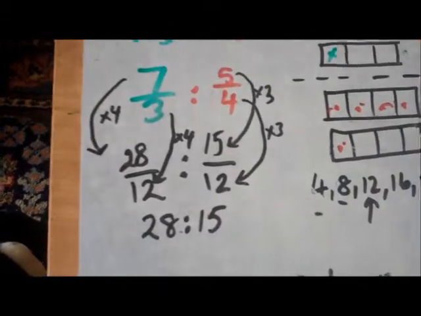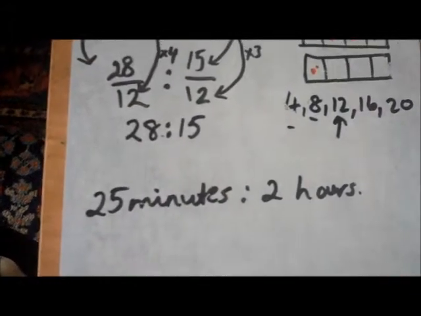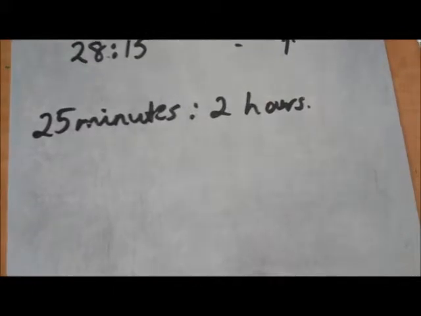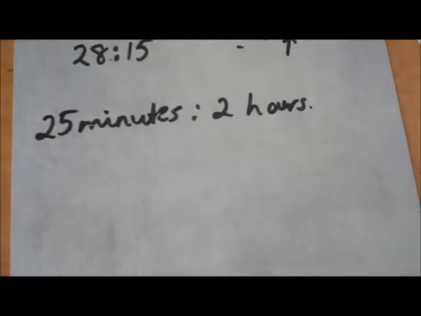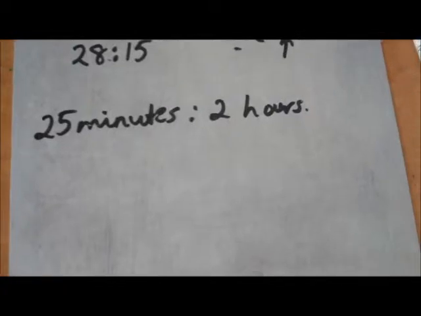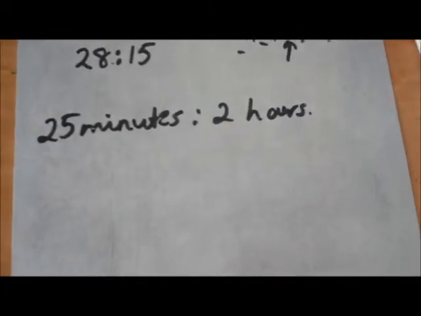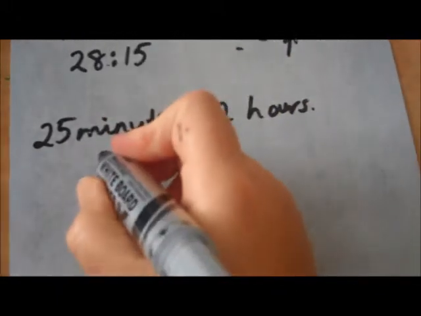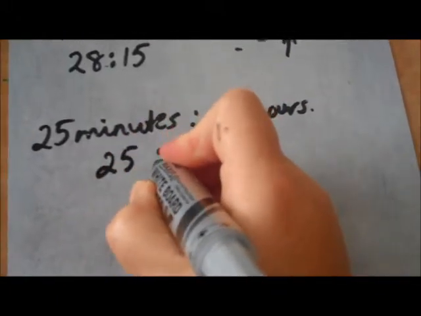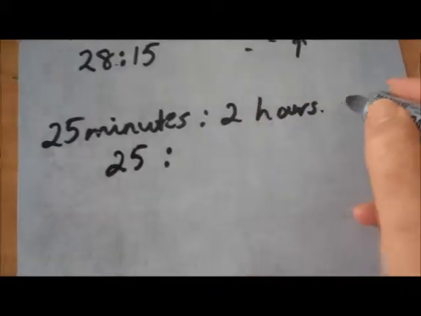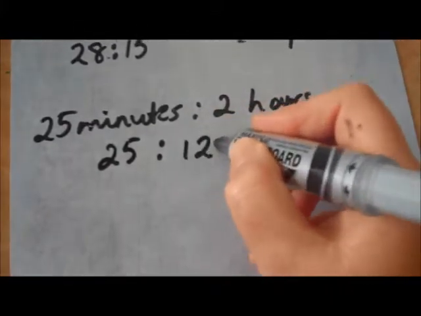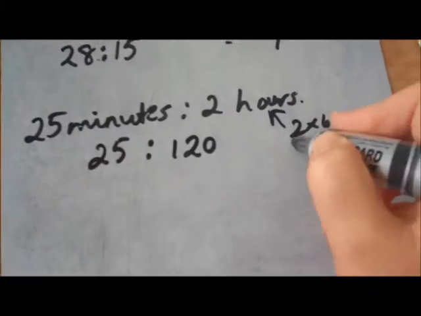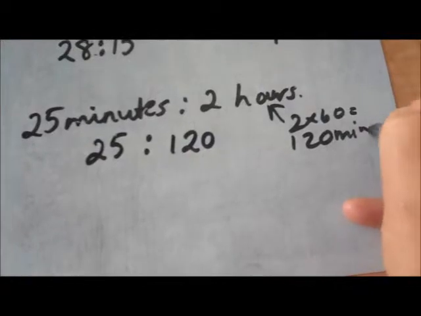Let's have a look at one last one. The learning in this one is that the units have to be the same. So if you've got centimetres and millimetres, you have to make them either both millimetres or both centimetres. If you've got minutes and hours, you have to make them both either minutes or both hours. So I'm going to do 25 minutes to 2 hours. 2 hours is 120 minutes. So 2 times 60 is 120 minutes.